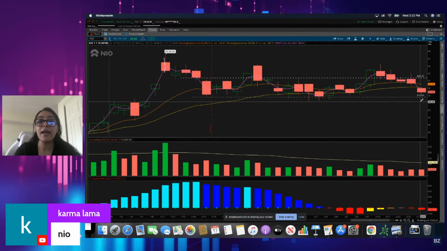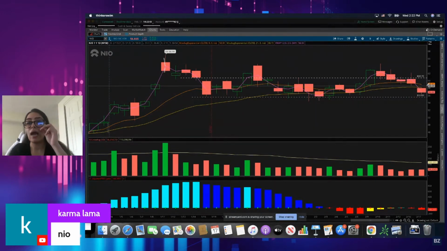So if NIO breaks below 55, it does have a slight gap fill to the downside. If it breaks 55 on the downside, we can see it come down to 54 and some potential to 53. On the upside, I would like to see NIO hold above 58.